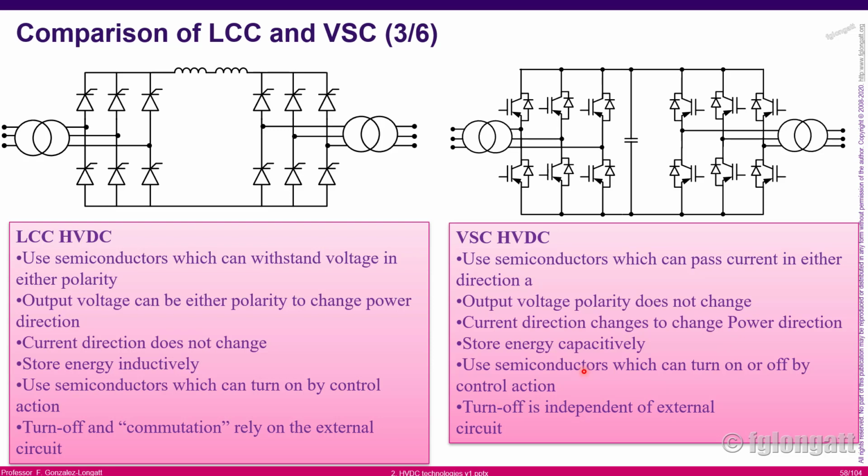The voltage source converter, on the other hand, we can control the output polarity and it doesn't necessarily need to change the current direction. It can be controlled, and tends to store energy in the form of capacitance. That is better from the voltage control point of view. In this case, we are using semiconductors that are still a bit expensive, but they are going down in prices.